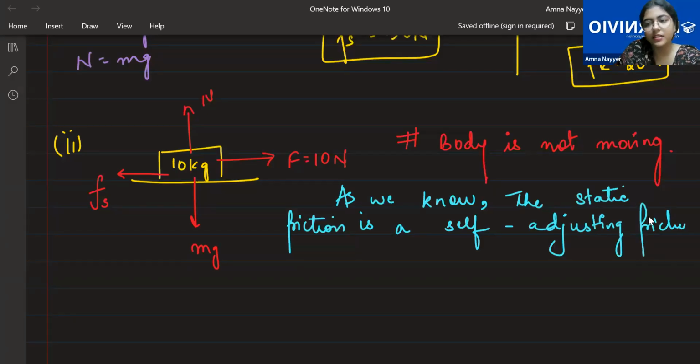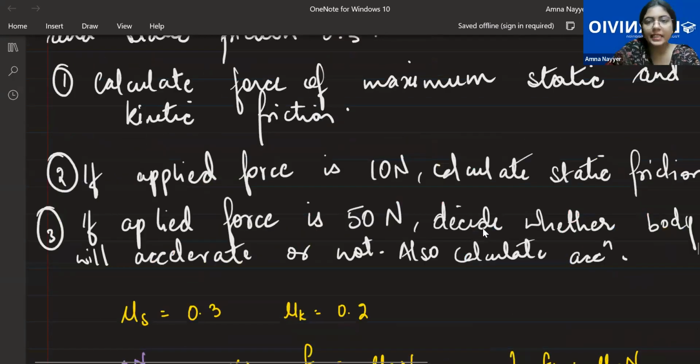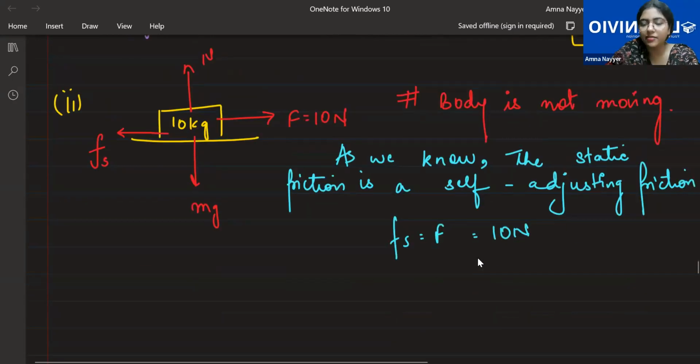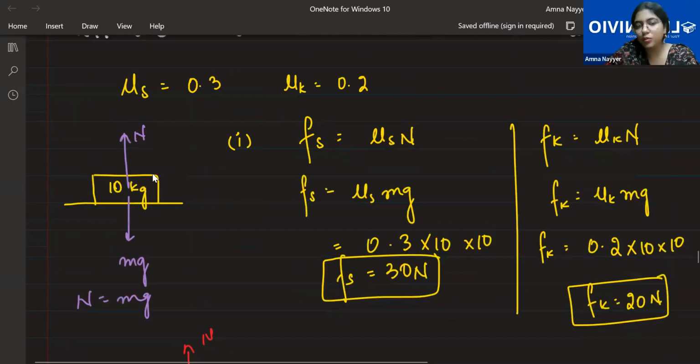Self-adjusting friction. So Fs will be balancing this F until it's moving, right? This will be balancing, which is equal to 10 Newton. Now why is this answer different from that answer? Both are static friction, because here the body isn't moving. There is no applied force, so normal and mg are balancing, right? Whenever you have the applied force, it will act.